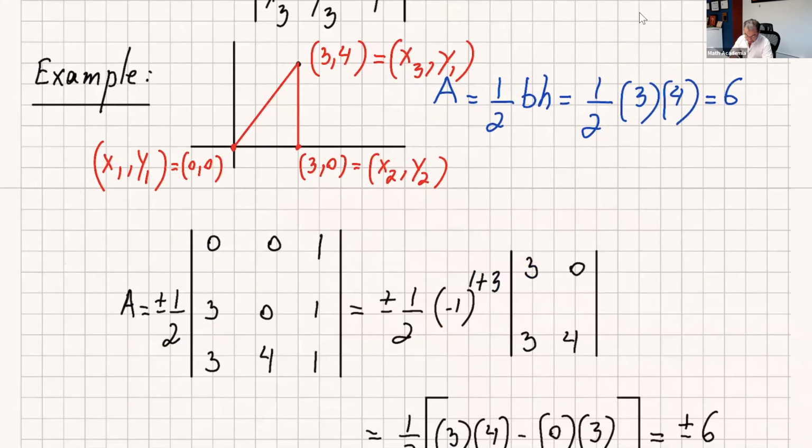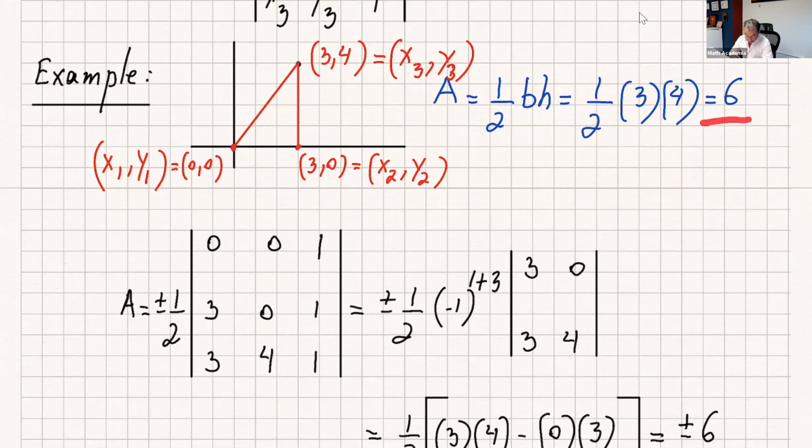So if we have those points, those vertices, I put them at 0, 0, 3, 0, and 3, 4. The area of this triangle, if you use the formula of 1/2 base times height, is going to be 1/2 times 3 times 4, and that's going to give you 6.